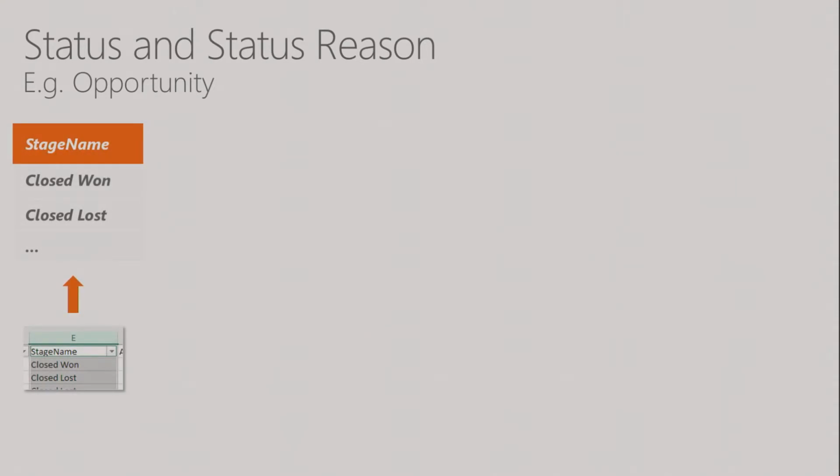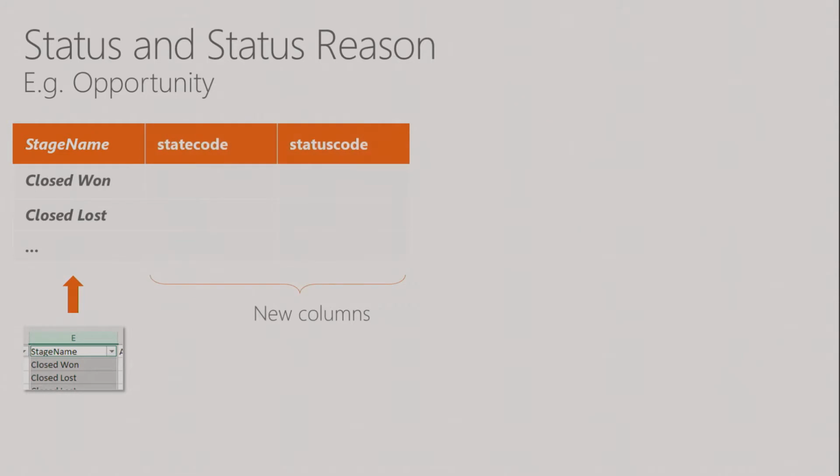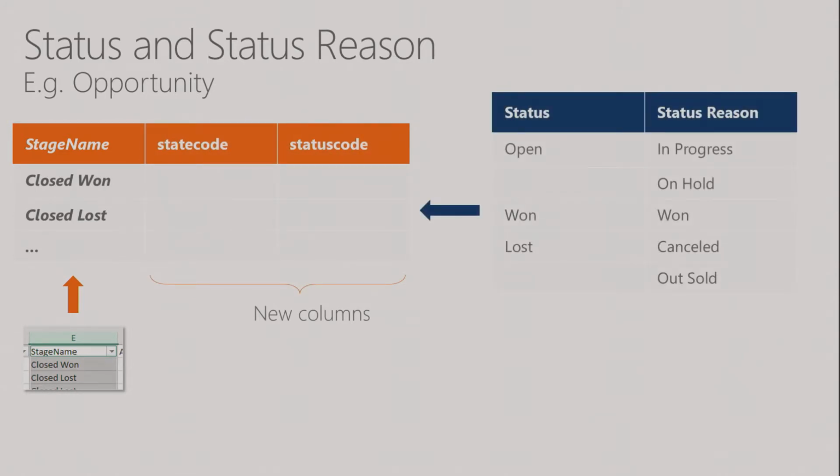So in this example, I have a stage name. I chose the stage name instead of the bits to do this, but I need to add these 2 new columns to my data set. And then for opportunities specifically in CRM, we have particular statuses and status reasons, and we need to fill them in our data set to make sure that when we import, it's going to make sense.